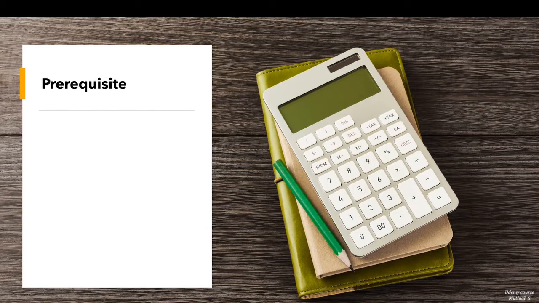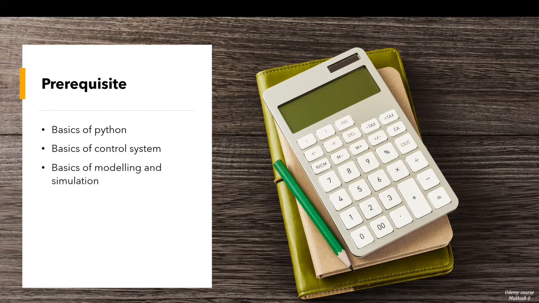What is expected from the participants before taking this course? So you need to know the basics of Python, like how to run a code, how functions work, and the basics of controls theory, like what is open and closed loop system, what is system equations, or what are equations of motion, transfer functions, etc. The basics of mechanical system modeling and simulation. The conversion of system equations into differential algebraic equations.